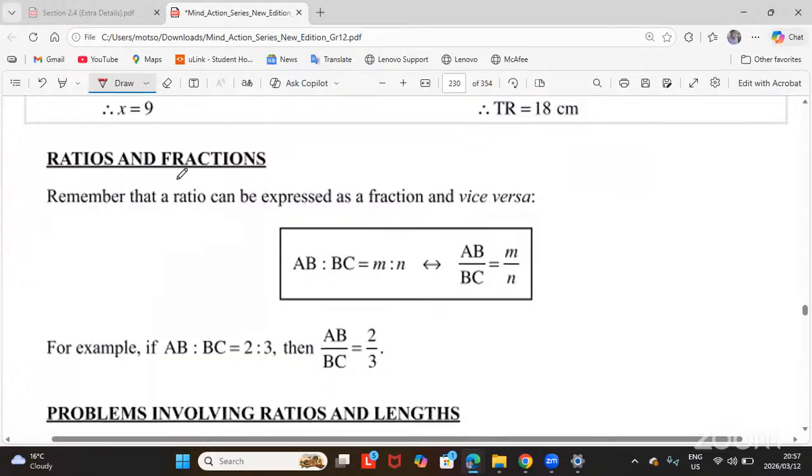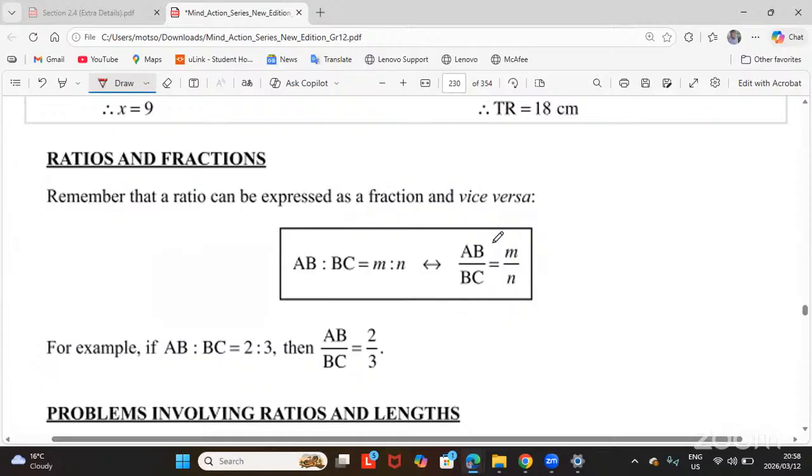I'm just going to talk about what I already said. So remember that the ratio can be expressed as a fraction and vice versa. Like I said, the ratio AB is to BC is equal to M is to N. That can be written as a fraction. The one on the left of the ratio is going to be the numerator. The one on the right of the ratio is going to be the denominator. M will be the numerator on top. The N will be the denominator on the bottom. Fine, perfect.